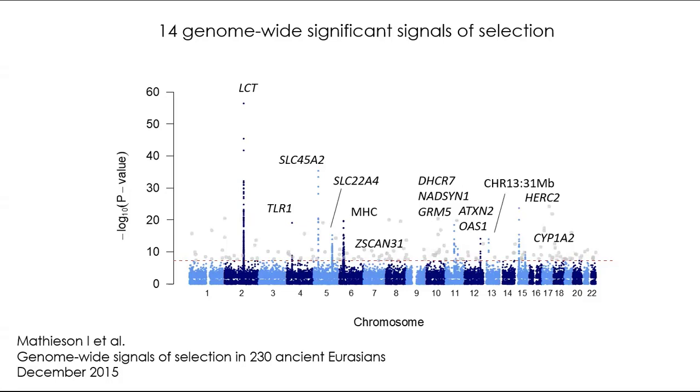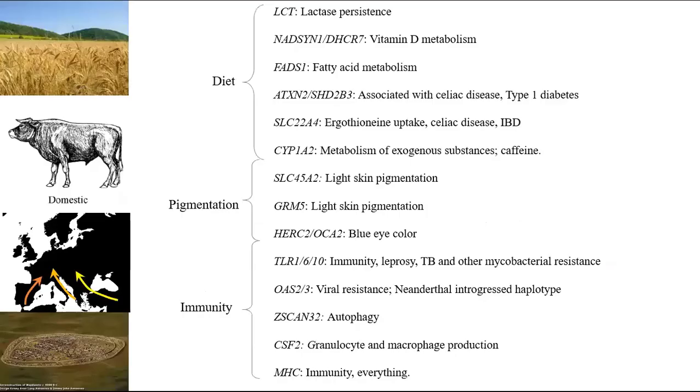That may not mean anything to you, but it turns out that all of these genes are fairly well characterized, and we actually understand the function of most of these genes. So if we go and ask what they do, it turns out that they fall into really three main categories. There are genes associated with diet, genes associated with skin pigmentation, and genes associated with the immune system.